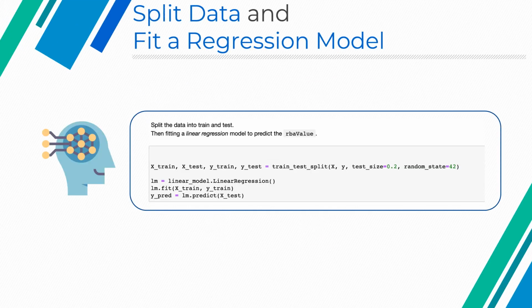We are splitting the data into train and test data sets. That's an 80-20 split in our case, after which we fit a linear regression model to predict the RBA value. We are building the model using the training data. With a couple of lines here, we created the whole regression model, so we are able to fit the data to the linear regression model.